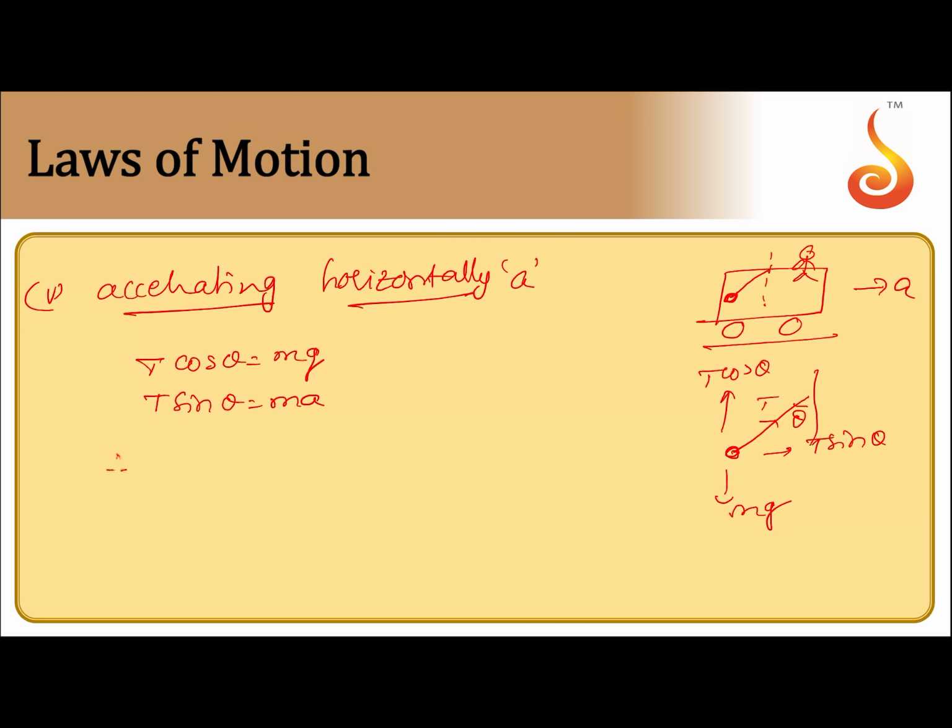Therefore, from this set of equations, we notice that if I square and add, I get T is equal to square root of g square plus a square into m. So T is equal to m root of g square plus a square. If I take the ratio, I get tan theta is equal to a by g, or theta is equal to tan inverse a by g.